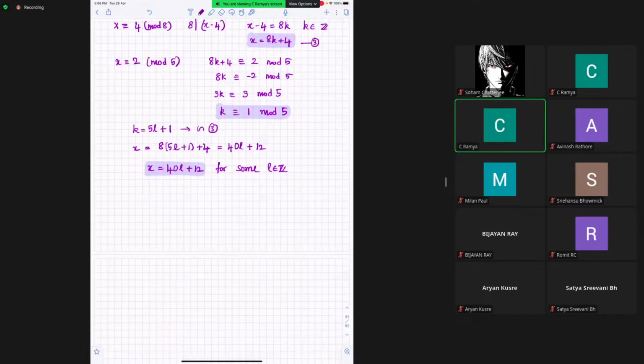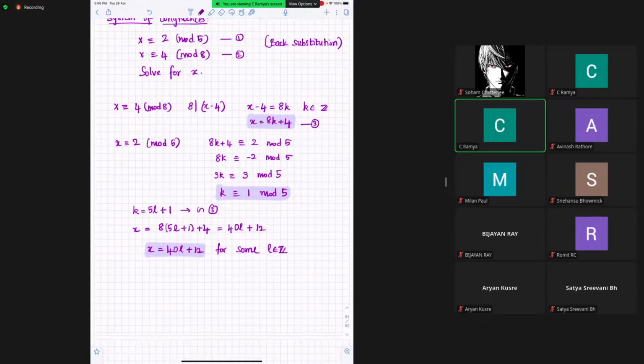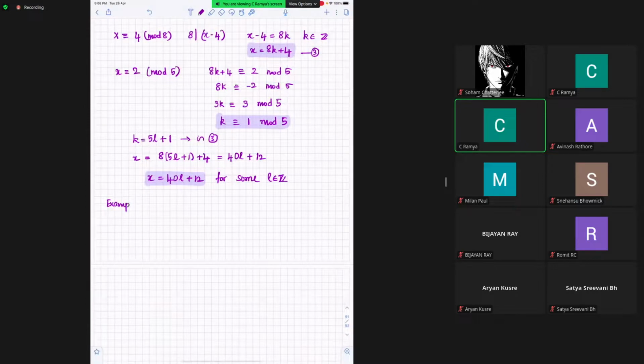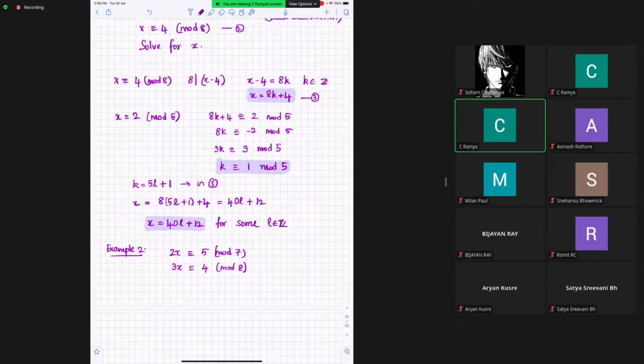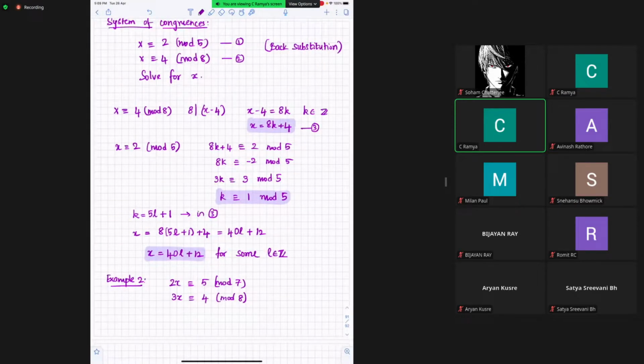Let's do one more example to demonstrate something slightly stronger. Let's say we have this: this is equation 1, and 3x is congruent to 4 mod 8. This is the second equation. Maybe you can take a minute and try to figure out how to solve this. You have to try and solve the congruences one by one, just as we did earlier, and try to do some substitution. Let's see. Maybe you can try and tell me for what values of x this is true.